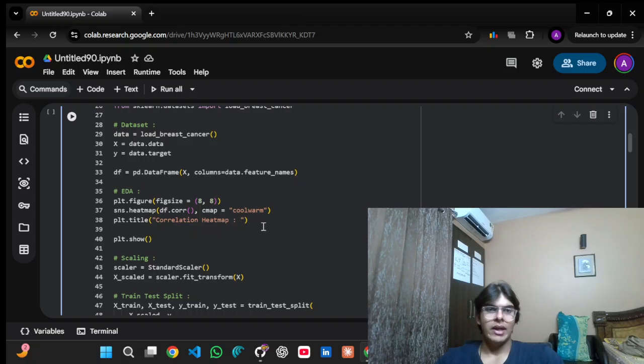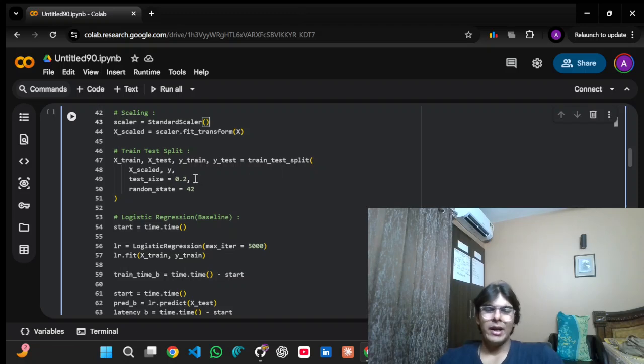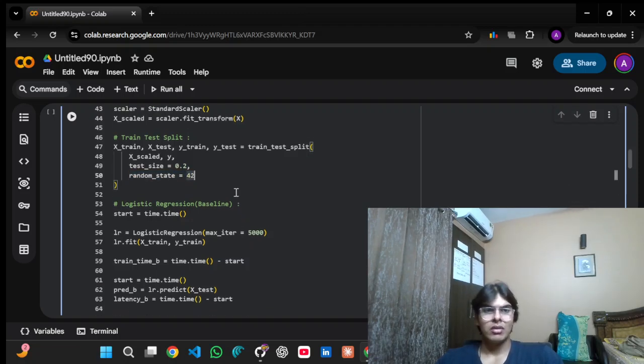Dataset. This is how the EDA has been done. There's the scaling. This is important. We discussed if we don't do the scaling, it won't work properly because PCA is very much scale sensitive. 80-20 train test split, classic. The test size is 20%. Random state equals 42. Typical. It is basically used for getting reproducible results.